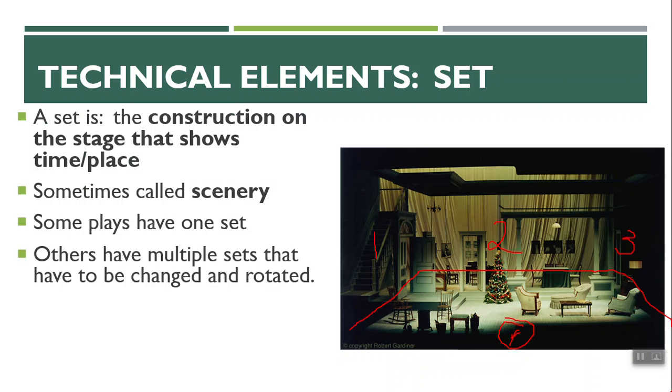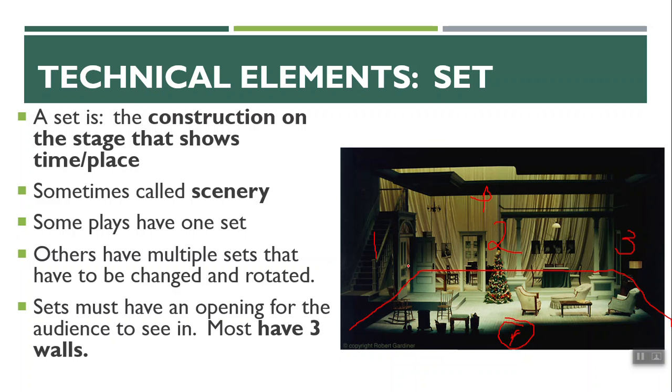Some plays have one set and other plays have multiple sets that have to be changed and rotated. This is from a play called Auntie Mame, and when they're not in this apartment, they sweep off or take out all of this furniture they've got set up, right? It gets quickly taken off the stage. This curtain here gets pulled up, and behind this are some sets and some pieces of scenery that indicate that they're outside. So it can be quickly changed on the same set. Most sets, again, have 3 walls. Not all the time, but a lot of the time.